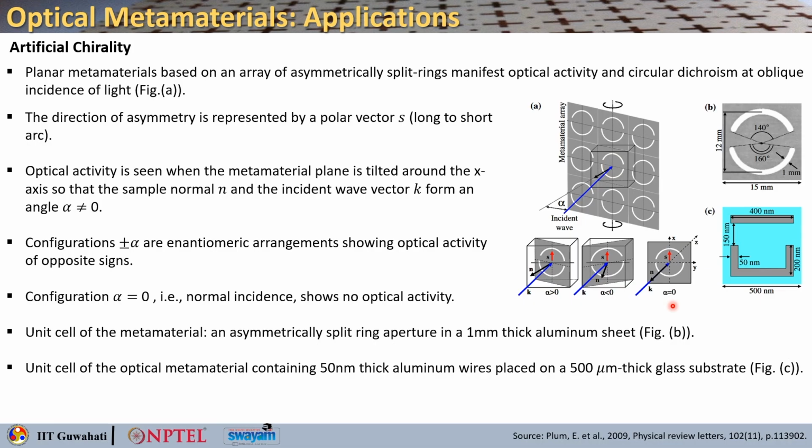Now, this is particularly the unit cell that is used for metamaterial that works in the microwave regime. So, you can see the dimensions are typically in millimeters. This is basically an asymmetric split ring structure, which is a complementary structure. That means you are not making the ring, you are removing the portion. So, these are complementary structures made out of 1 mm thick aluminum sheet. You are just making apertures like this, and that is giving you the unit cell.